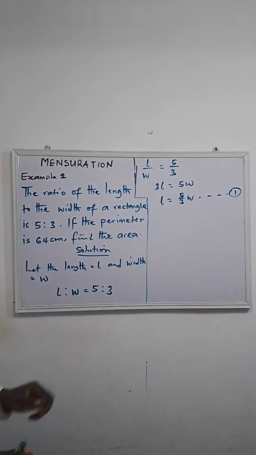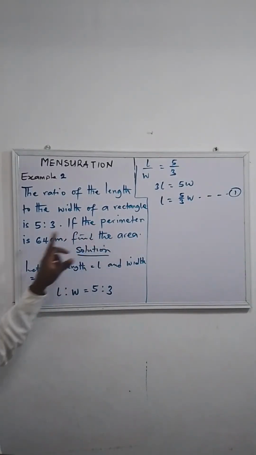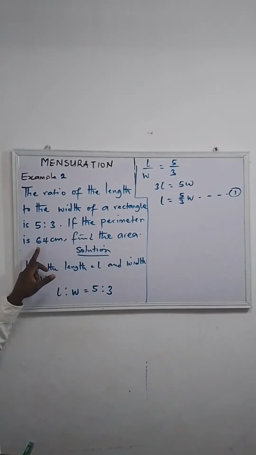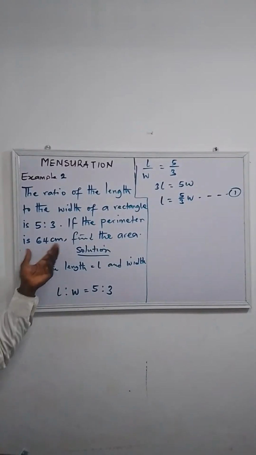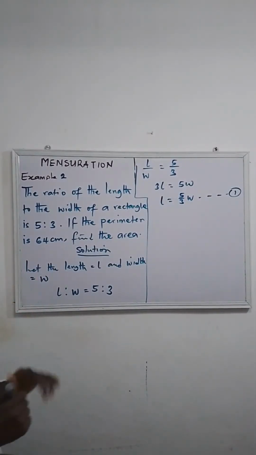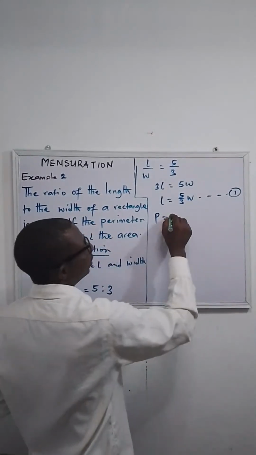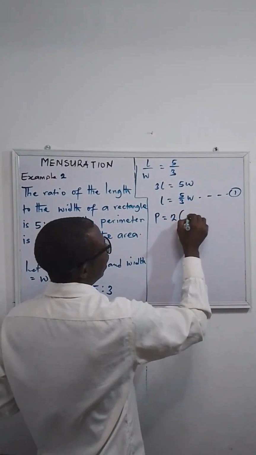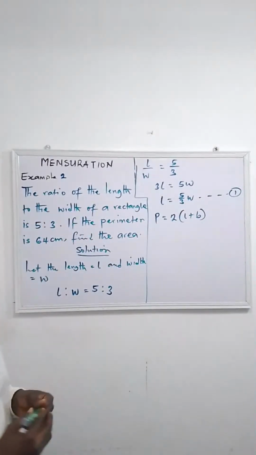Alright, so look at what the question says here. Now, if the perimeter is 64 centimeter, you have to find the area. Now, you have been given the perimeter. Now, the perimeter formula for finding perimeter of a rectangle is 2 times (length plus breadth), 2(L + B).